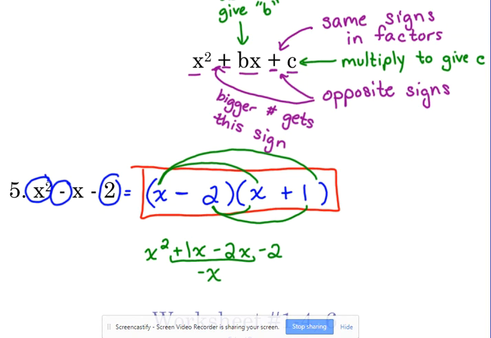Okay? So you can always, always, always multiply these things out to check your factoring. Just make sure you get the original. If you don't, then you've got to go back and adjust something. Easy fix. But why not check it when you could catch a careless mistake there? Okay, so let's practice with the simple ones here.